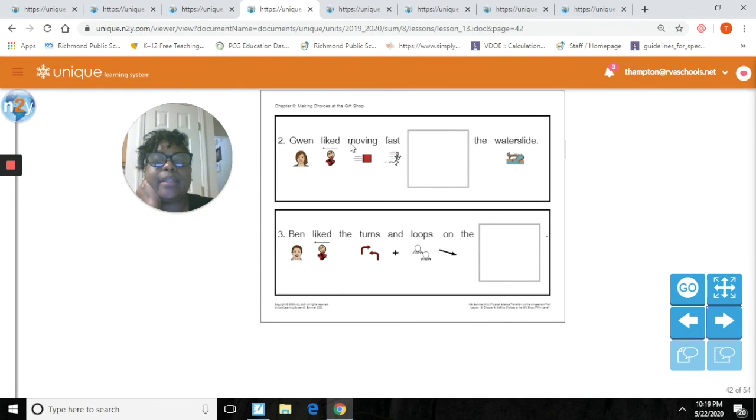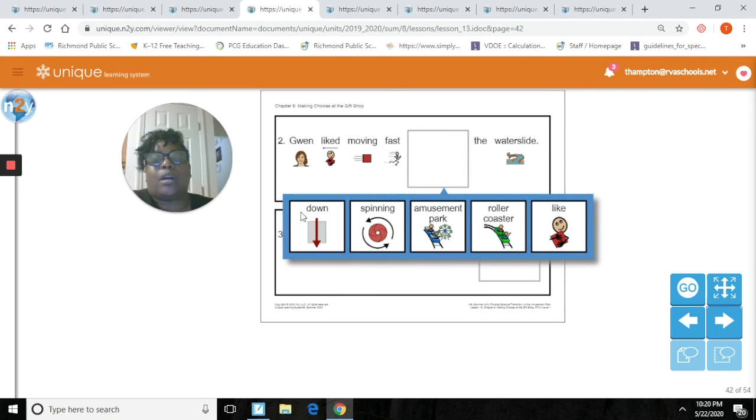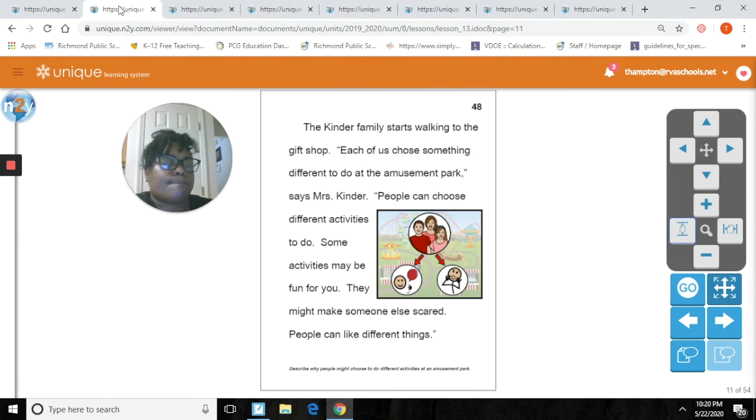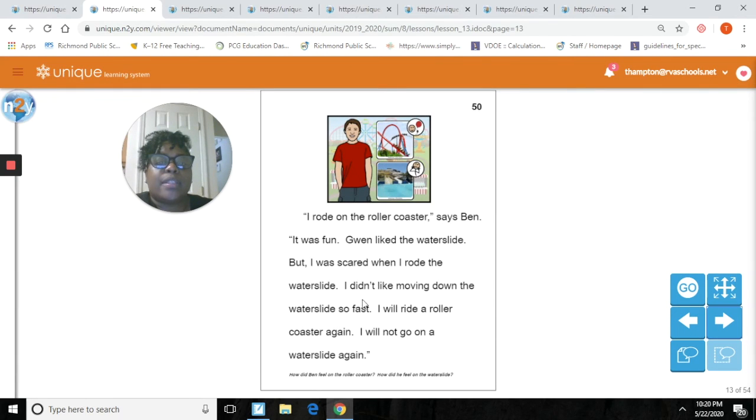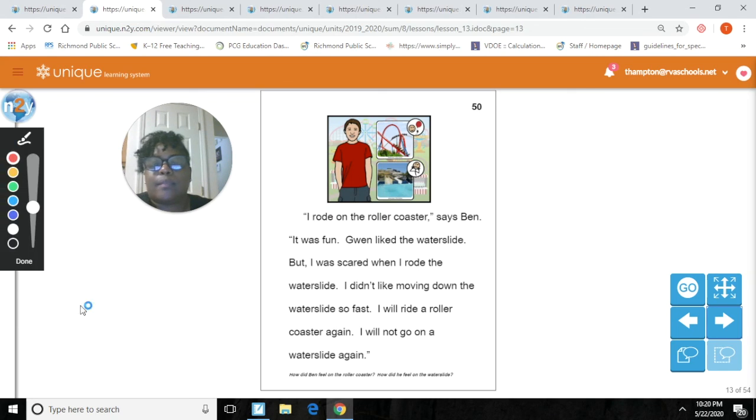Number 2 says Gwen liked moving fast. Blank the water slides. Let's see what our choices are. Down, spinning, amusement park, roller coaster, like. Make a choice. We're looking for the part that talks about Gwen and what she liked doing. Here's Gwen, and what did she like doing? She liked the water slide. How does it move? Down, okay?